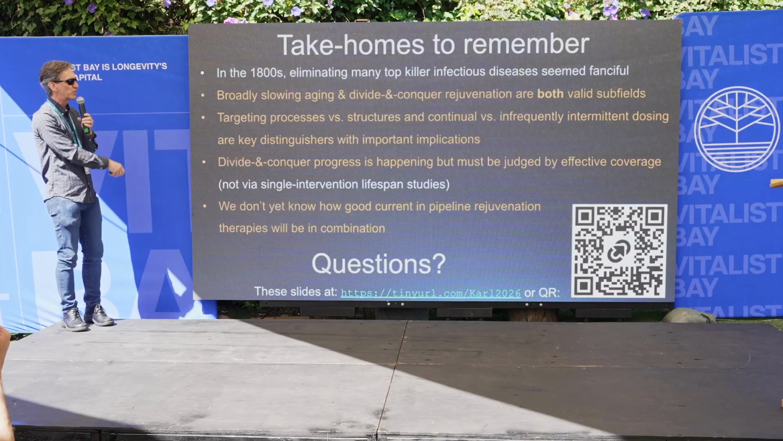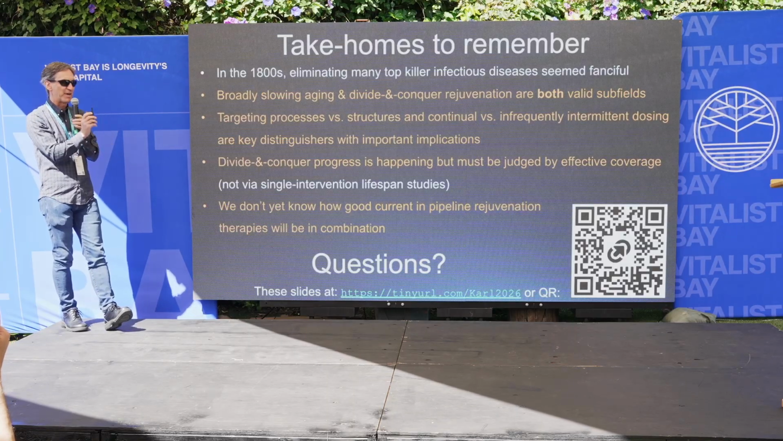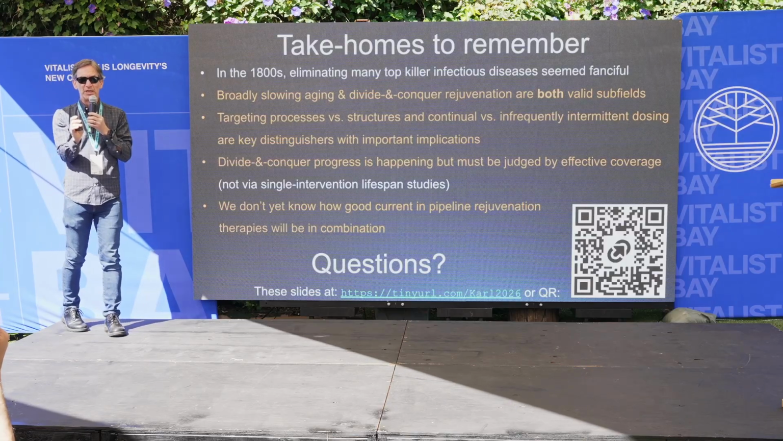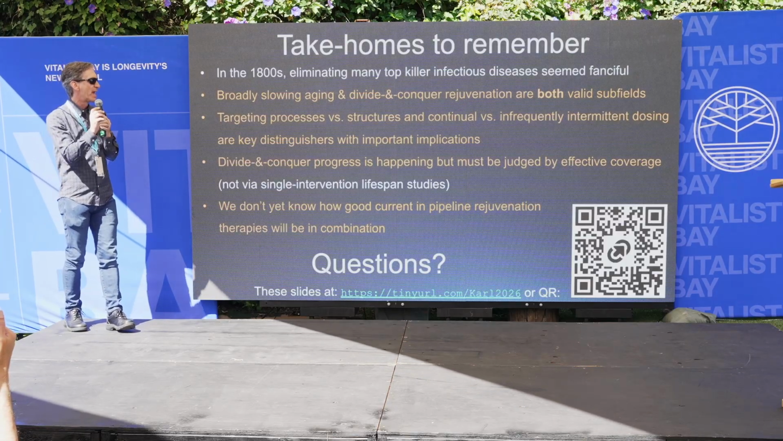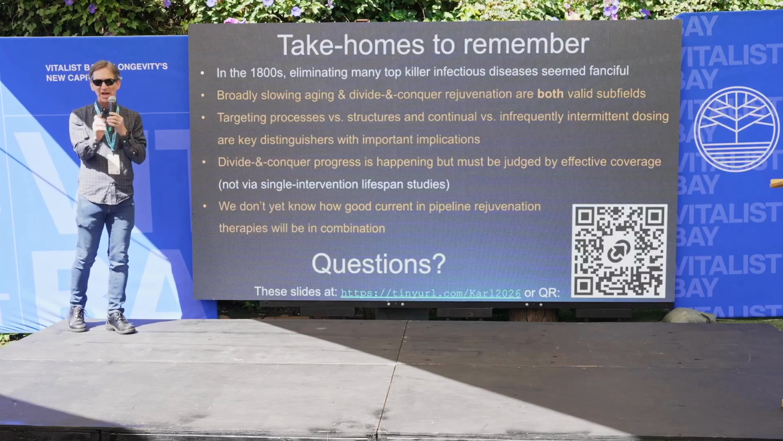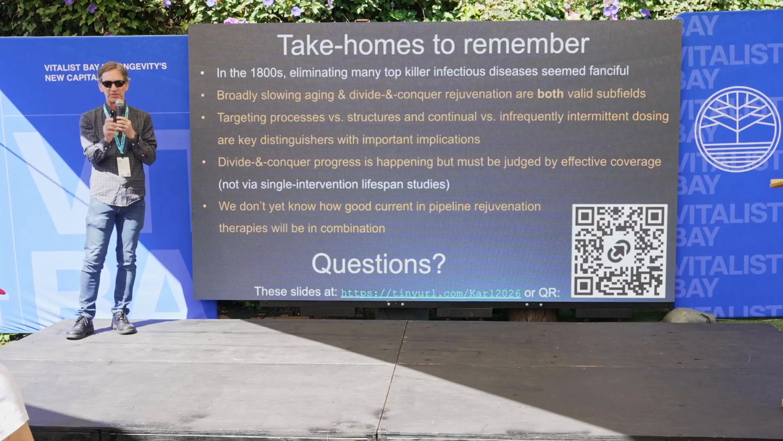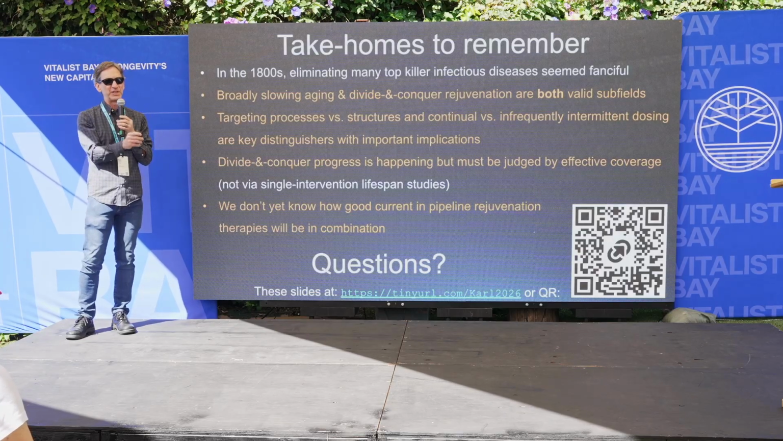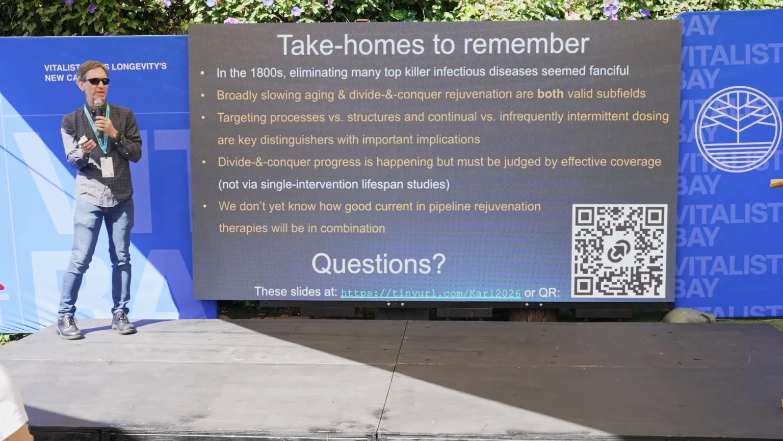But the take-homes to remember are that broadly slowing aging and divide and conquer rejuvenation are really both valid subfields, and we can't forget the latter one. And that targeting processes versus structures is a key distinguisher that not enough people explicitly talk about in the field, as is the distinction between continual dosing and infrequent intermittent dosing.